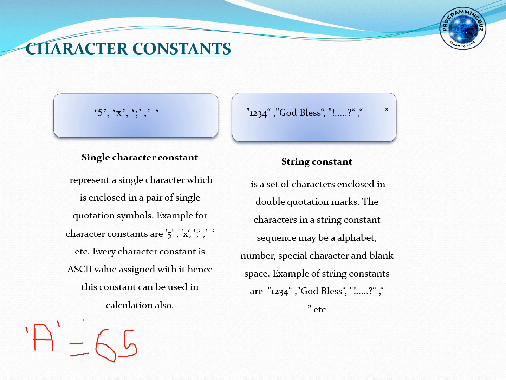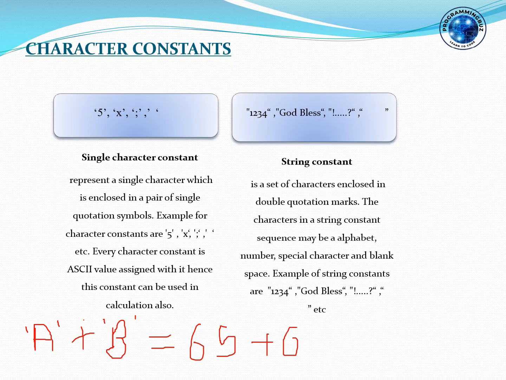For example, if you write in single quotes capital A plus in single quotes capital B, then it will be equivalent to the value 65 plus the value 66. Therefore, this type of constant, that is, a single character constant, can be used in calculations also.